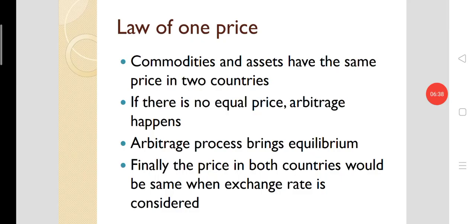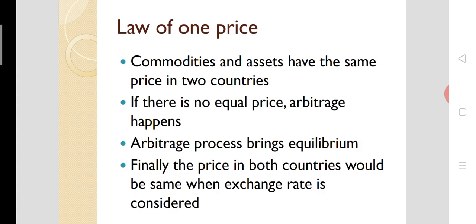So what we can see here is the law of one price. That means the price of one commodity would be the same in both nations as per the purchasing power parity theory. For example, take again the case of the mobile phone, which is priced 9,000 rupees in India and $135 in the United States. This is the same price.